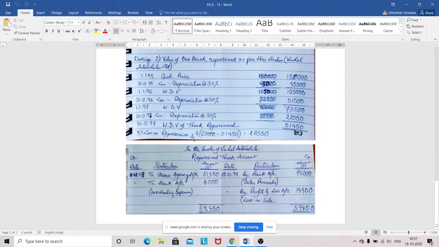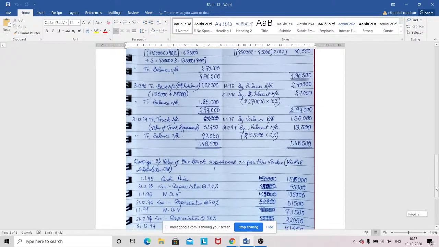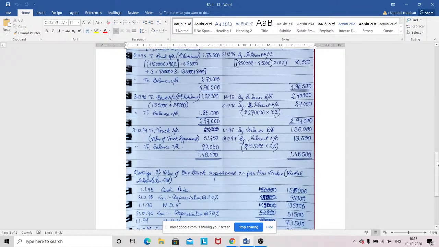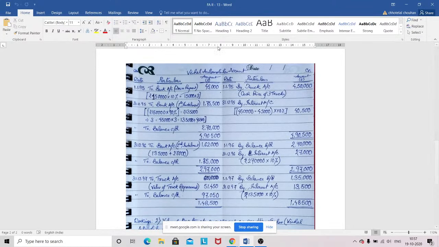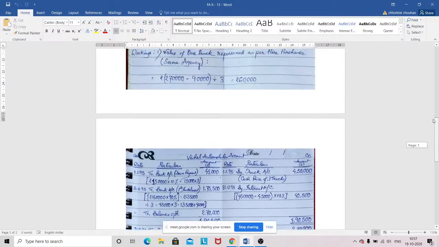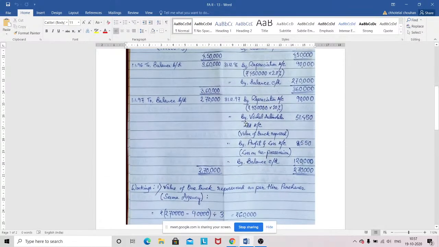Okay, so loss on repossession: 60,000 minus 51,450 is 8,550, which is the loss on repossession. This 51,450 will be transferred from the hire vendor account to the asset account. Look at that. In the hire vendor account I have written to truck account, value of truck repossessed 51,450. This 51,450 is to be double posted down here, that is, by Vishal Automobile Limited, value of truck repossessed 51,450.